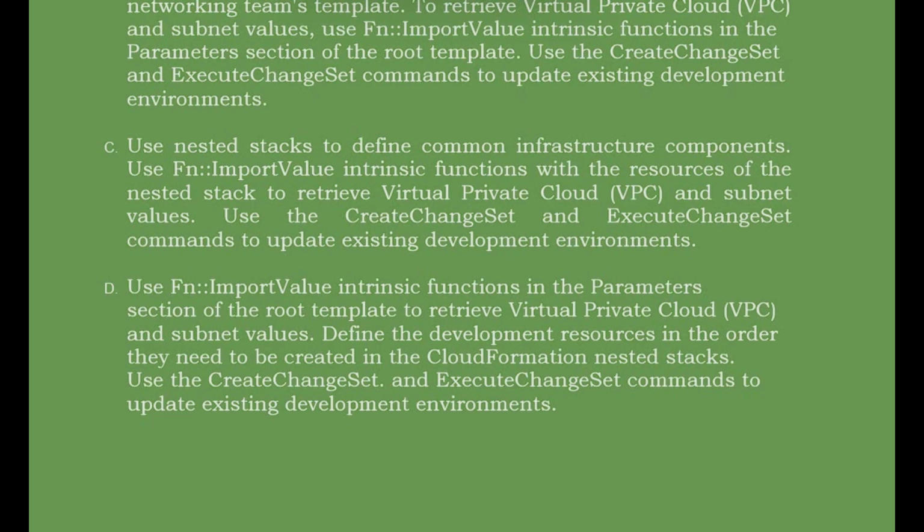Option D. Use Fn::ImportValue intrinsic functions in the parameters section of the root template to retrieve Virtual Private Cloud VPC and subnet values. Define the development resources in the order they need to be created in the CloudFormation nested stacks. Use the create change set and execute change set commands to update existing development environments. Correct answer is option B.